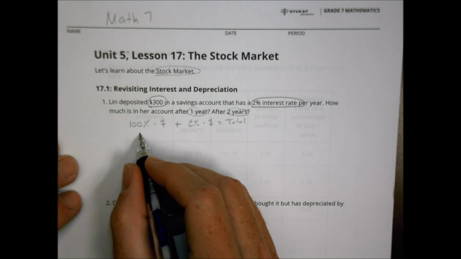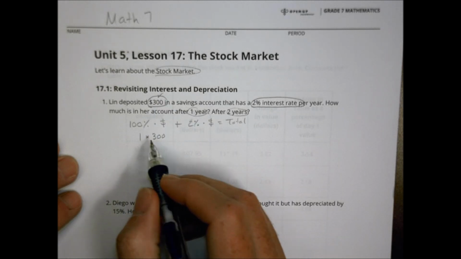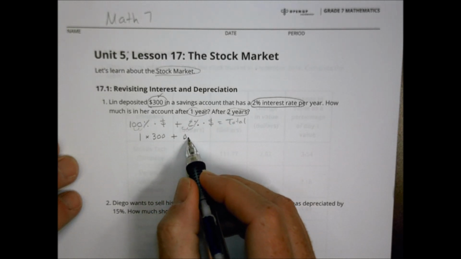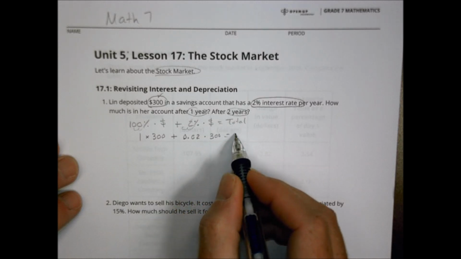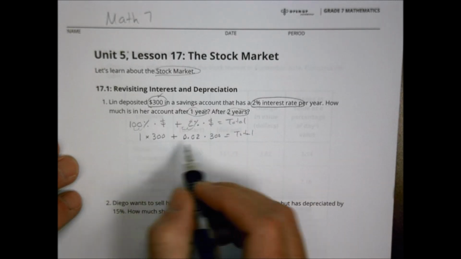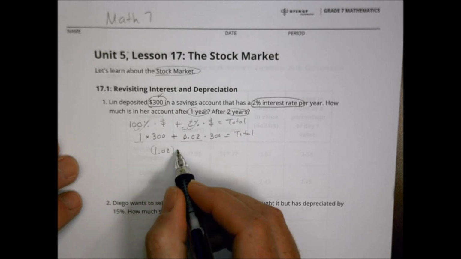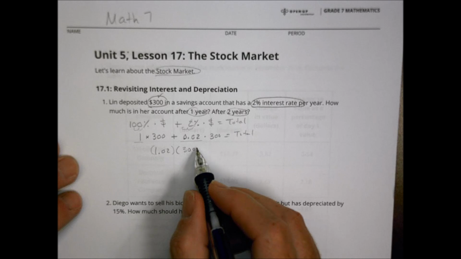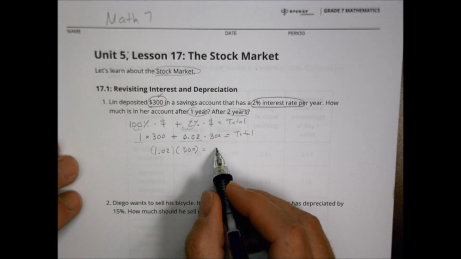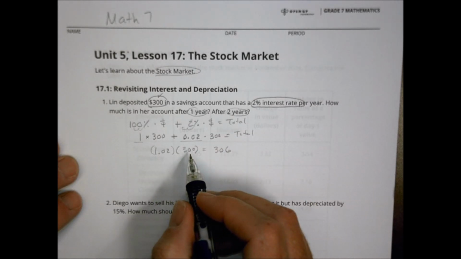So 100% is written as 1, and then we're going to multiply 1 times 300. That's our dollar amount here, right? 1 stands for 100% when I move it over 2 decimal places, and we're going to add to that 2%, which is moving over 2 places, 0.02 times $300, which is going to equal our total amount for 1 year. So what we've been doing is we combine the 1 and the 0.02. We do 1.02, and we multiply that by the amount we deposited, $300, in order to find out what our total is going to be. So 300 times 1.02 equals $306. So after 1 year, she's at $306 in the savings account.